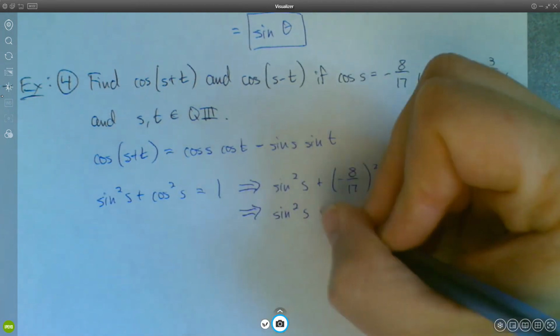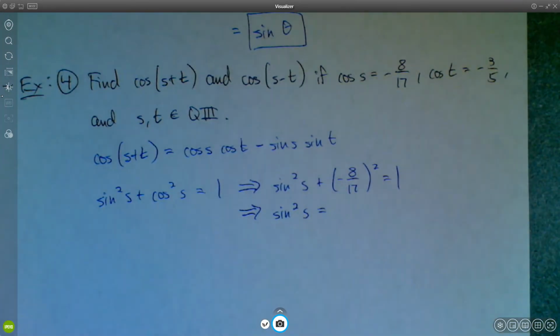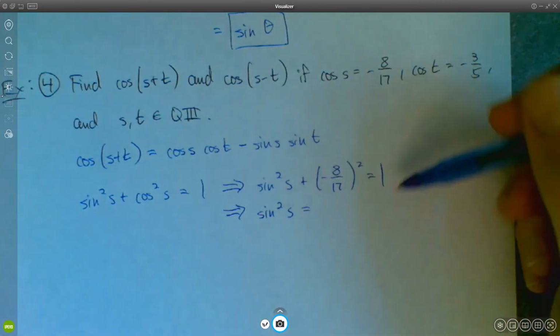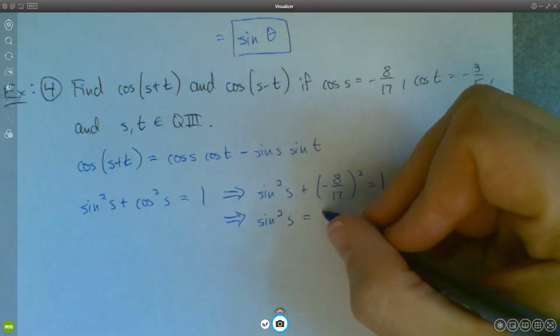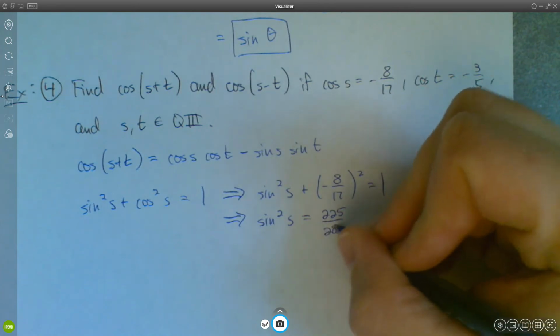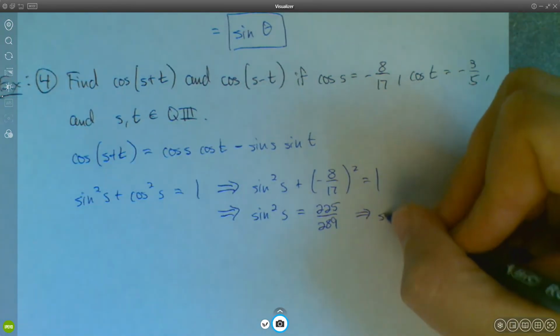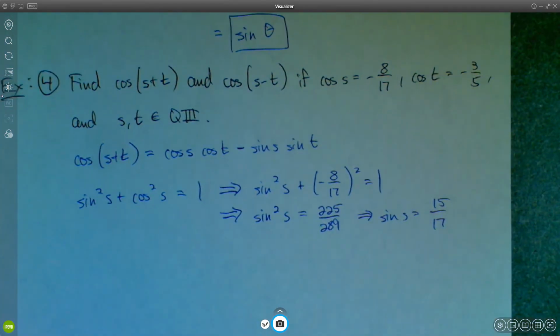So sine squared s. Oh shoot, what's 17 squared? 289, I think. 17 squared, 289. So this is 64 over 289, and then I'm going to subtract that from 289 over 289. So let me see, 289 minus 64, 225. Oh, that's so nice, right? So you get 225 over 289. This was rigged, right? Okay, so then you take the square root, and you get sine s equals 15/17. Beautiful. Okay, so there's sine s.